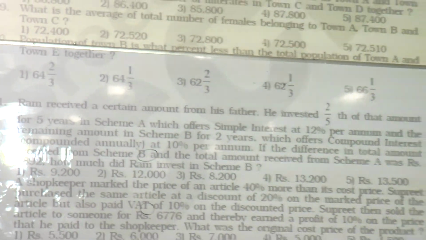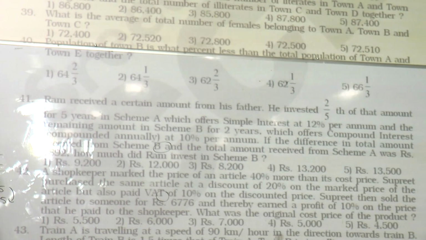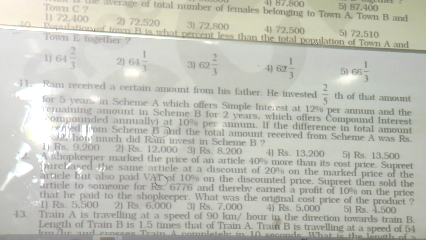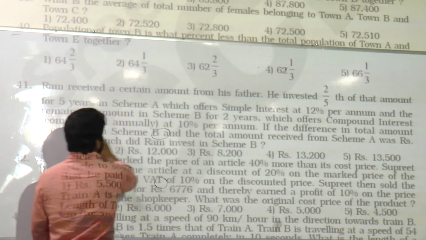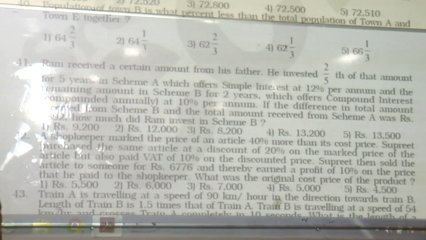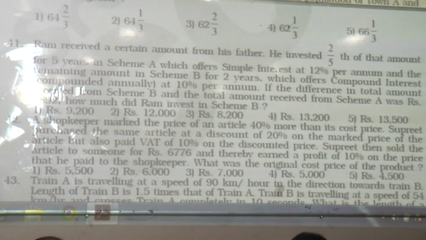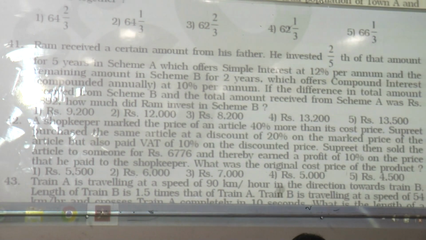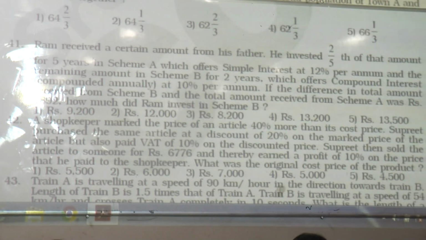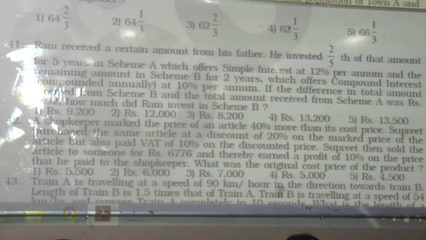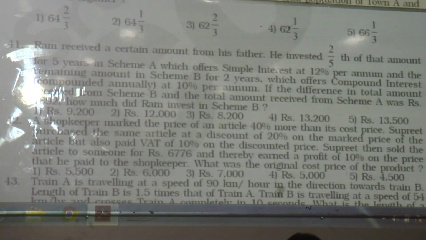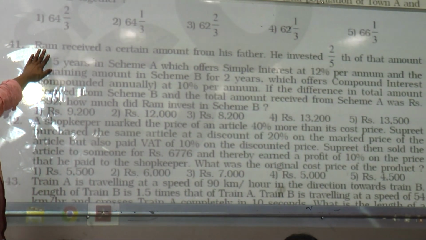Right. 41. Ram received a certain amount from his father. He invested 2/5 of that amount for 5 years in scheme A, which offers simple interest at 12% per annum. And the remaining amount in scheme B for 2 years, which offers compound interest compounded annually at the rate of 10% per annum. If the difference in total amount received from scheme B and the total amount received from scheme A was 1892, how much did Ram invest in scheme B? Right. So father is no way concerned. First line is of no use.